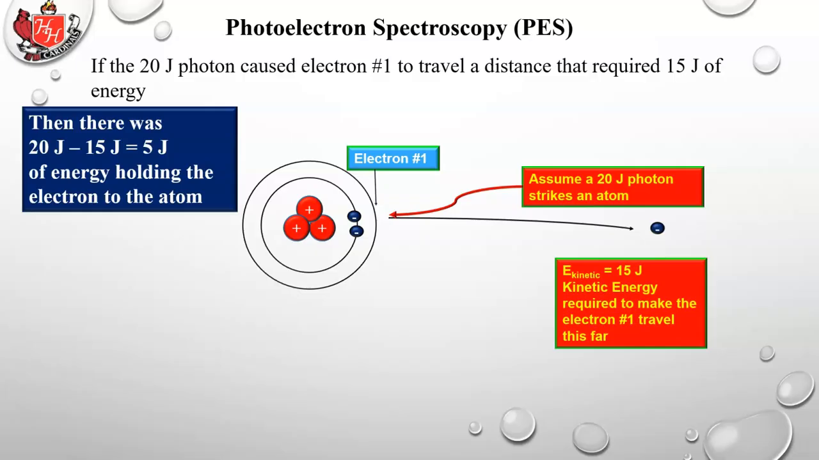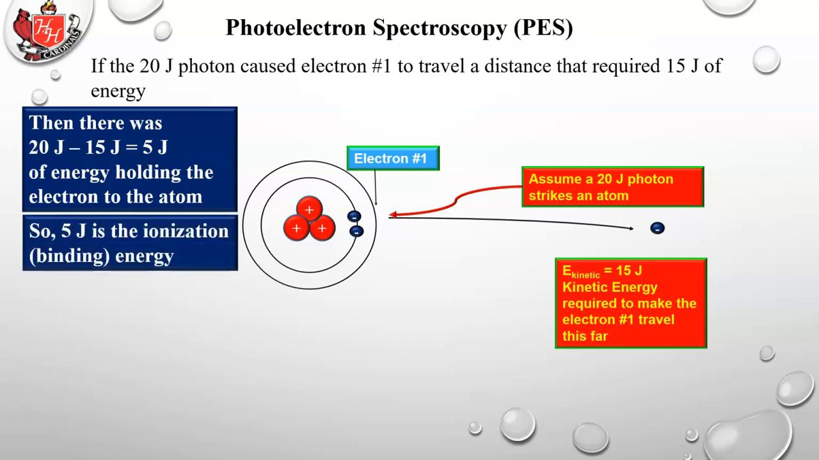So again, think about that. 20 joules comes in and strikes that electron. 5 of those joules are required just to break the electron away from the atom. That's it, just to get it removed from the atom. And then the final 15 joules that are measured by some device are the energy in the electron. So if you know how much energy went in, 20 joules, and you know how much energy the electron had coming out, 15 joules, then the difference between those two numbers is the binding energy. It's the amount of energy that was holding the electron to the atom. So 5 joules is the ionization or binding energy.